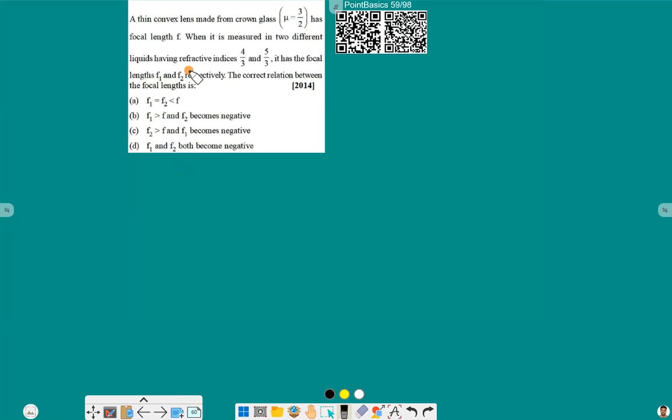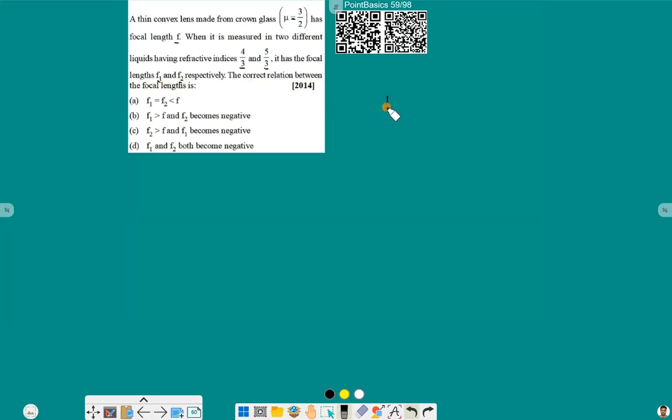So here we have a thin convex lens made of crown glass. Refractive index is 3 by 2, and it has a focal length f when measured in two different liquids having refractive indexes 4 by 3 and 5 by 3. It has focal lengths f1 and f2 respectively. The correct relation between the focal lengths will be?